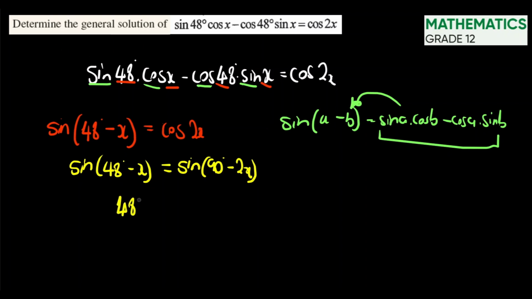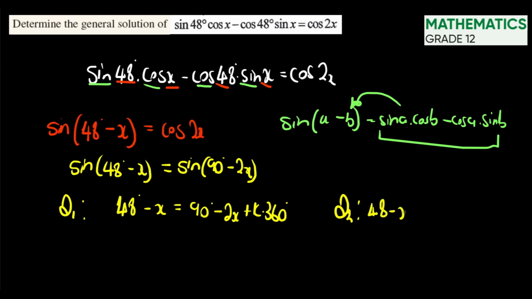And now we can find our reference angle. Our reference angle will be 48 minus x is equal to 90 minus 2x, and this will be for quadrant 1. So we add plus k times 360. And since we're dealing with sine, quadrant 2 will be 48 minus x is equal to 180 minus the bracket of 90 minus 2x, plus k times 360. And we just simplify now.